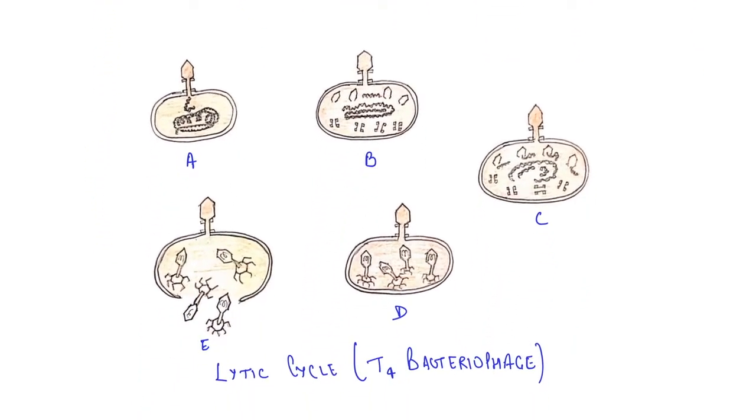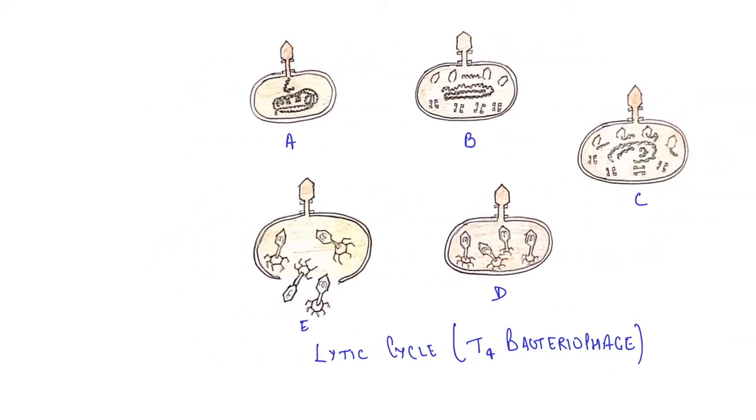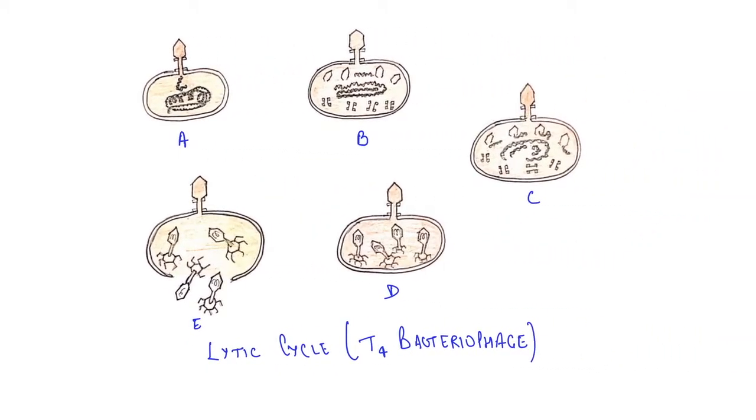reproduction. As you can see in the diagram, the first thing is we are going to study the lytic cycle in T4 bacteriophage. This is the reproductive cycle of virulent phages, like T4 bacteriophage.